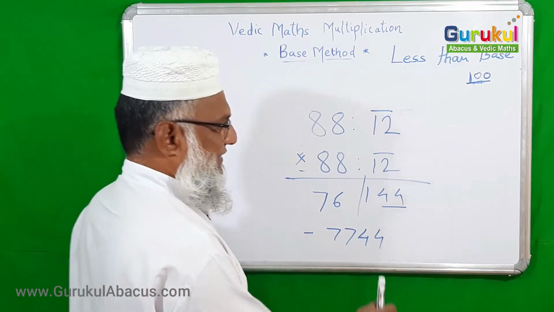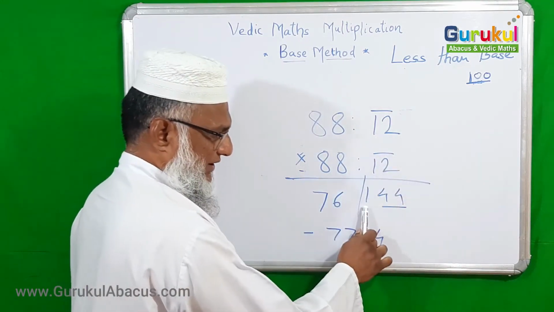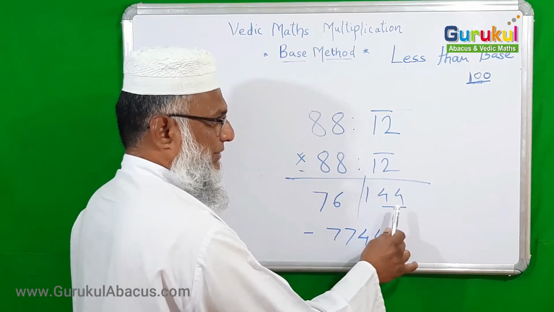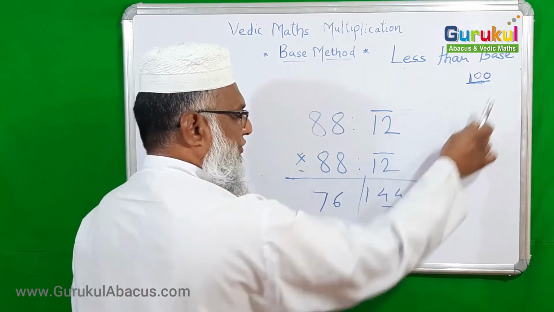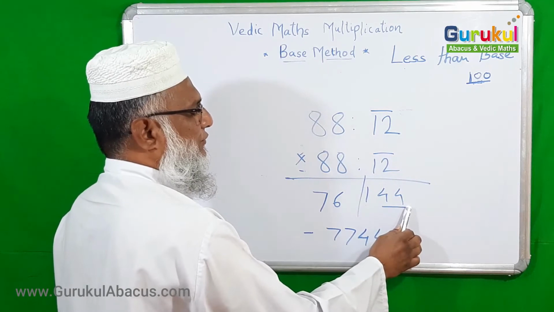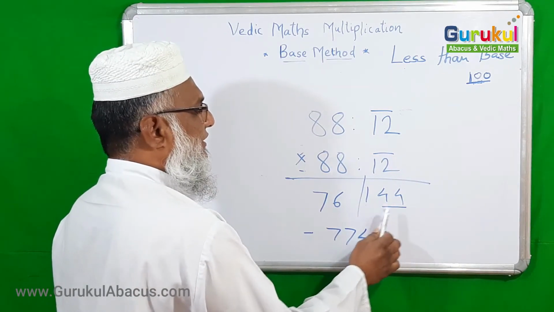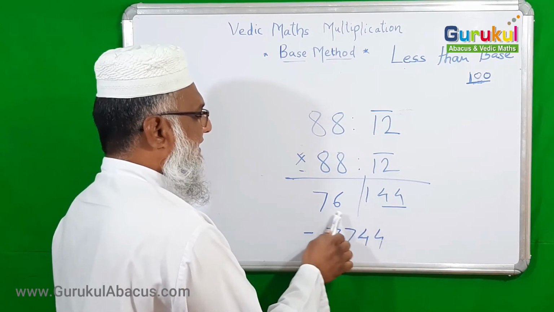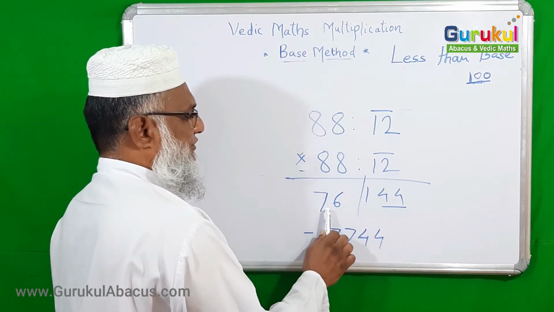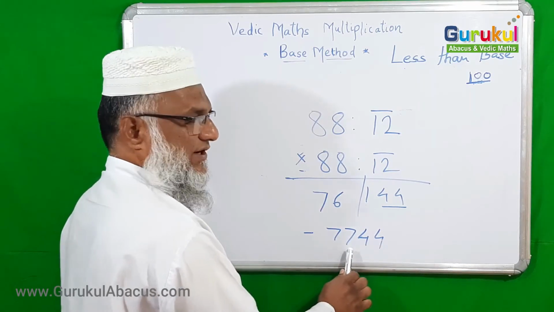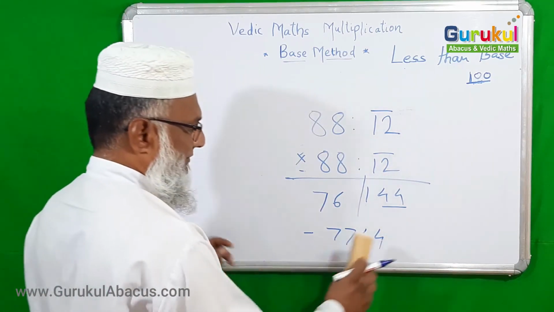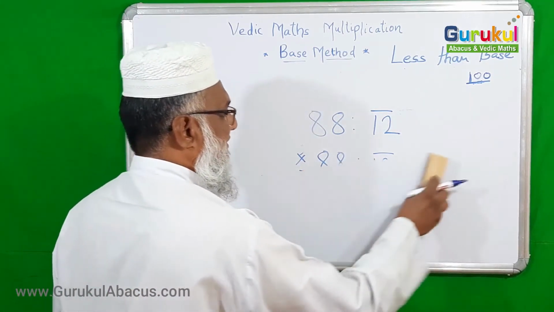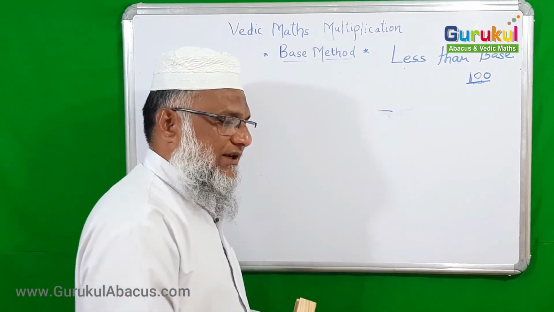Again to understand, 12 into 12, 144 was there, but the base had 2 zeros, so we required only 2 digits here. So the rest, the third digit, we transferred here, meaning we add it to the left side's number 76, so it became 77. Okay, no problem. Now we have to rub this one. Now one more example that we will take.